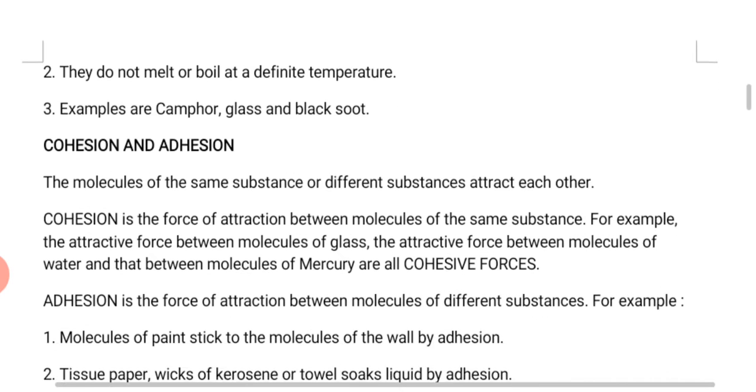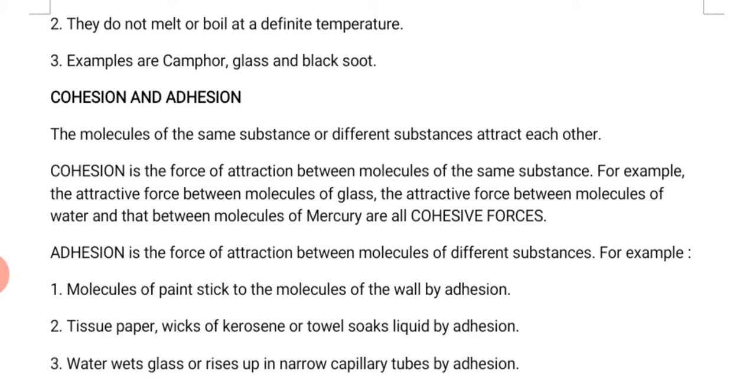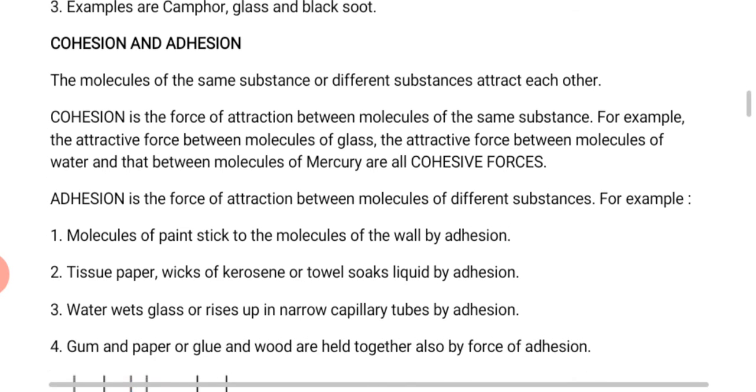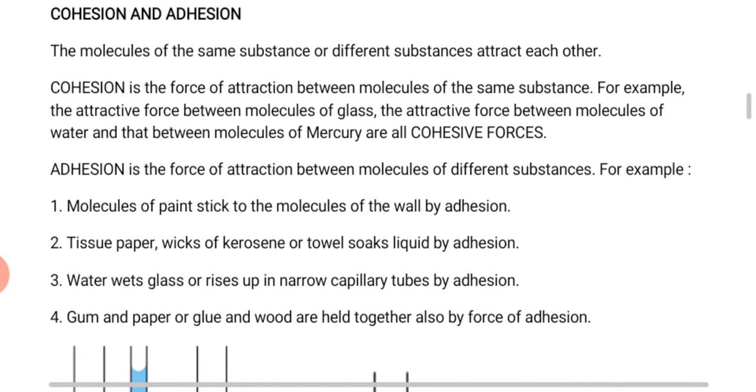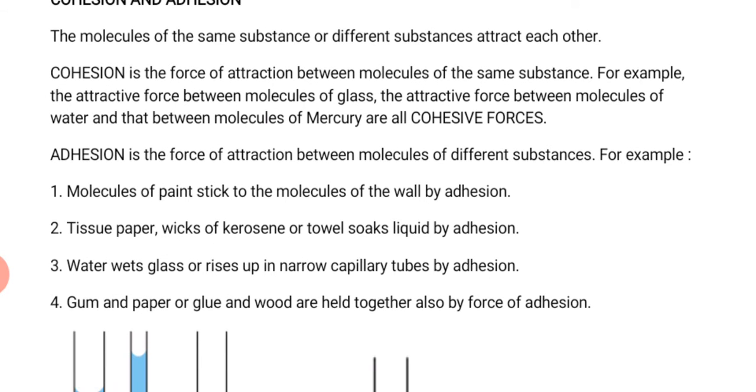Cohesion and adhesion. The molecules of the same substance or different substances attract each other. As we all know, cohesion is the force of attraction between molecules of the same substance. For example, the attractive force between molecules of glass, between molecules of water, and between molecules of mercury are all cohesive forces.